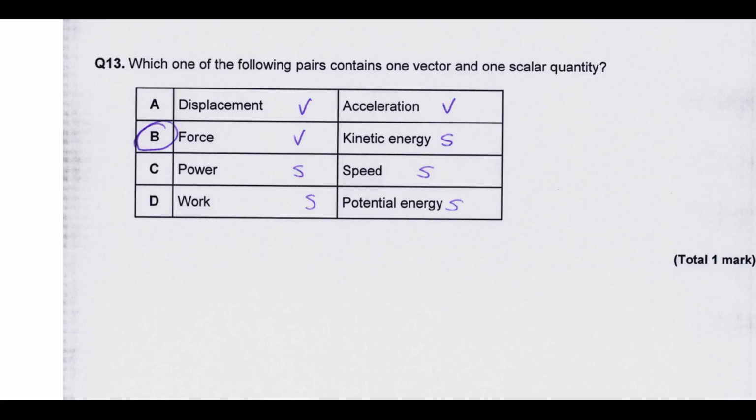Power is a scalar because it's just energy over time. Speed is a scalar, so they're both scalars. Work is a type of energy, so it's a scalar, and potential energy is a type of energy, so scalar, so it's going to be option B there.